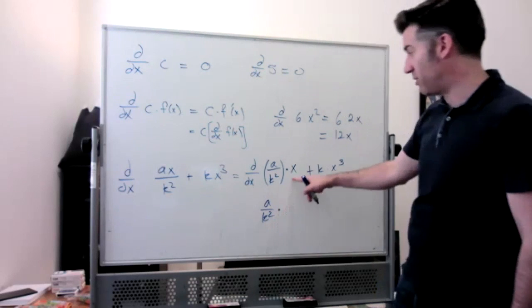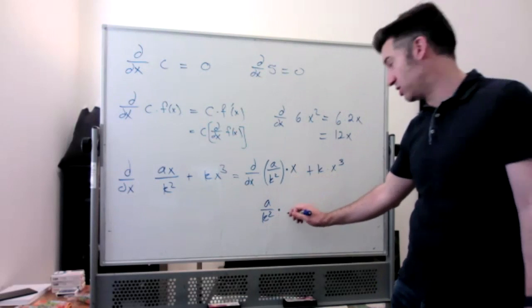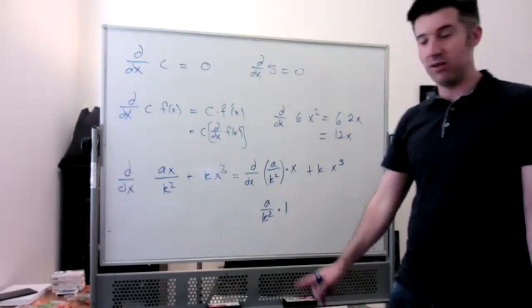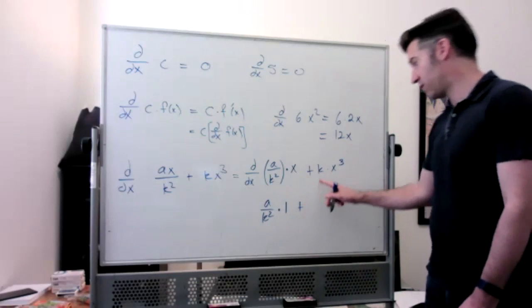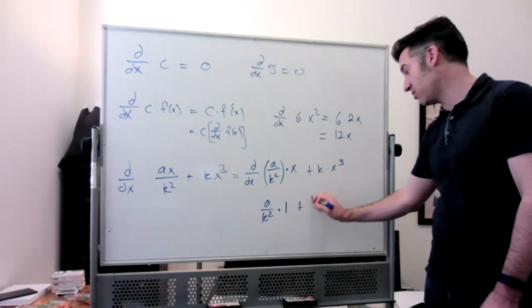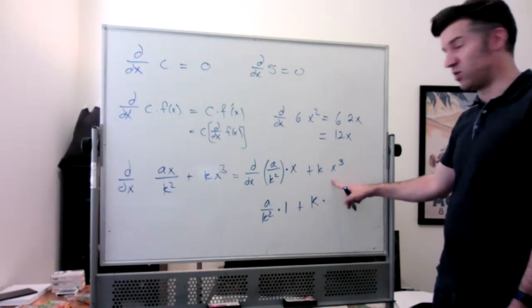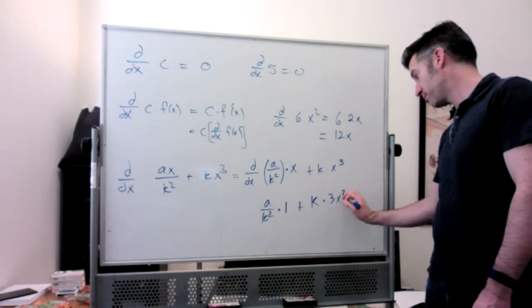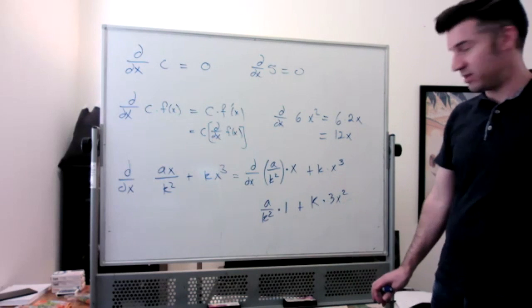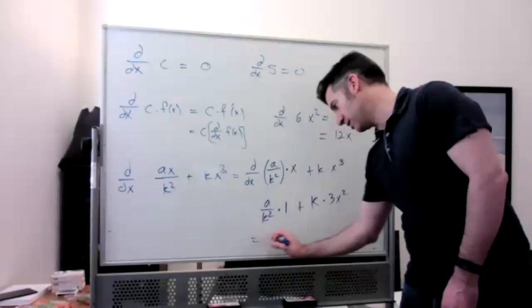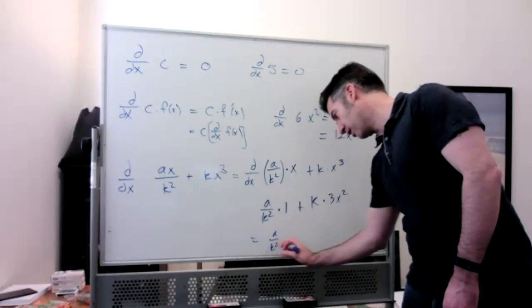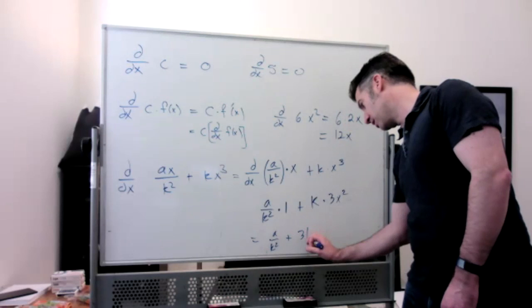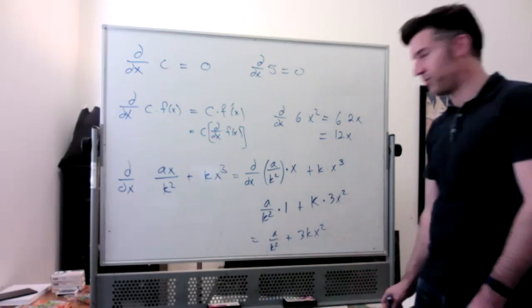And I multiply it by the derivative of the function. The derivative of x is just 1. In the same sort of way here, the constant multiple k just hangs out, and I multiply it by the derivative of the function. The derivative of x cubed is 3x squared. And then we could simplify this a little bit. I would probably rewrite this as a over k squared plus 3kx squared.